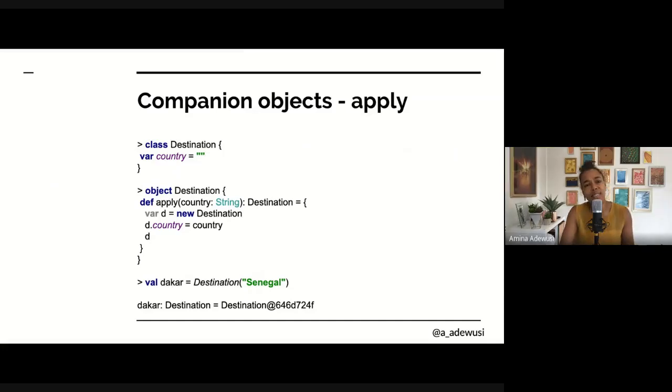If we get tired of typing the new keyword when instantiating our destination class, we can create something called a companion object. The companion object has to be the same name as our class, so here it's called destination. And in the companion object, we can define an apply method. This means that when creating a new instance, we no longer need to use the repetitive new keyword. Here, we create a new variable called Dakar, and we set this to a new instance of destination with the country argument set to Senegal, and we haven't had to use the new keyword.